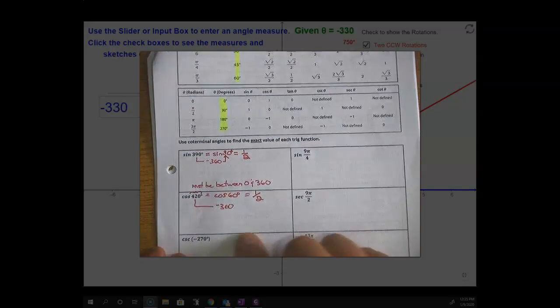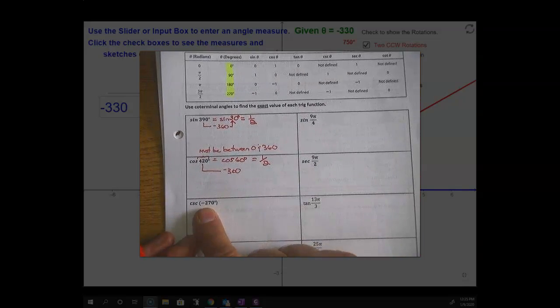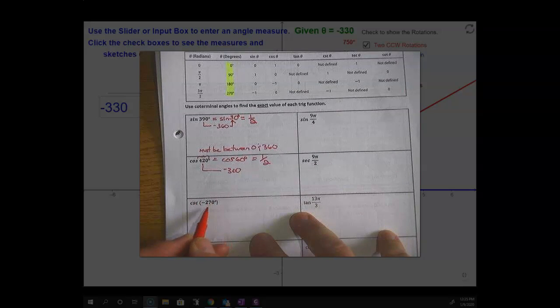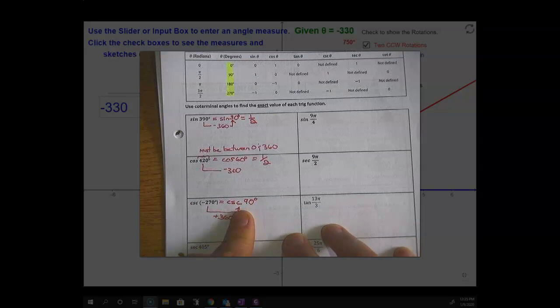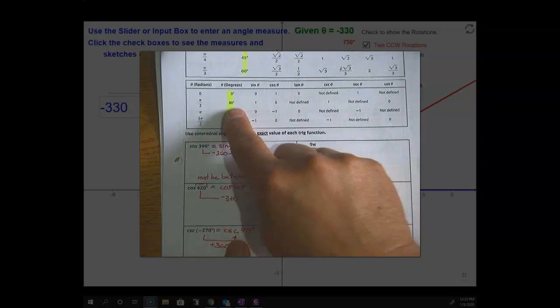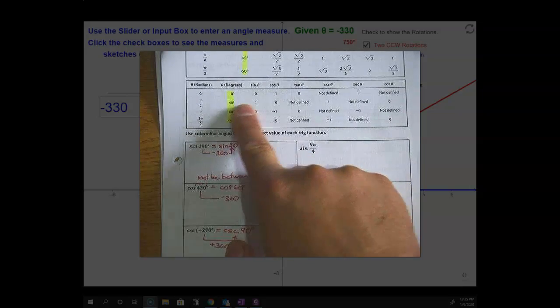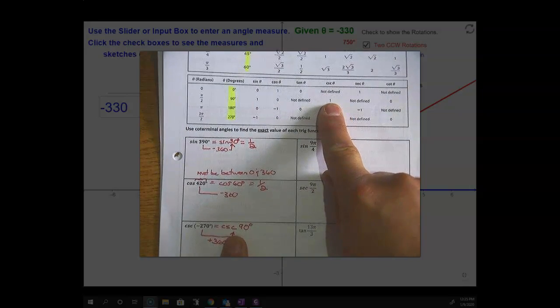All right, so now we got a negative number. So to change that to a positive, I'm going to add 360. So this is, guys, the same as the cosecant. And that would be, what, 90? Then I go up here, I find 90, go over to cosecant, and that's 1.